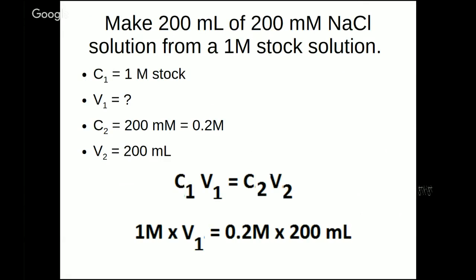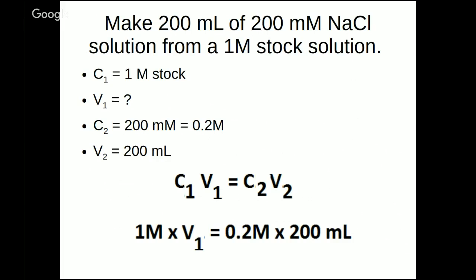All right, so let's look at an example of C1V1 equals C2V2. Let's say you want to make 200 mLs of a 200 millimolar salt solution, and you have a 1 molar stock solution available to use. First thing we want to do is organize our numbers. So my C1 is going to be my stock. My C1 is the 1 molar solution. My V1, I don't know. That's what I'm trying to figure out, how much of that stock to use.